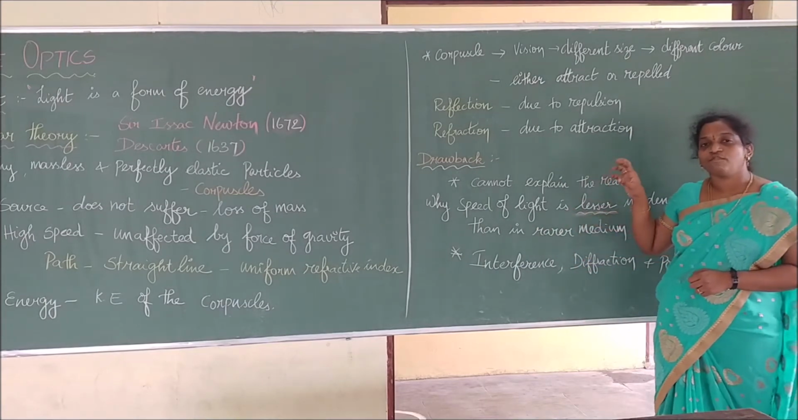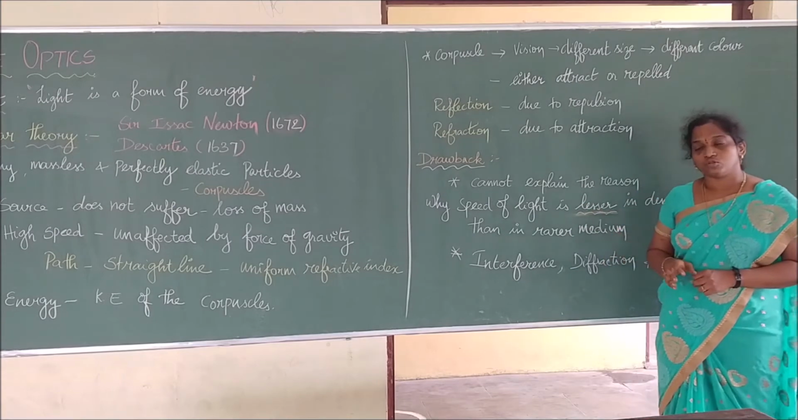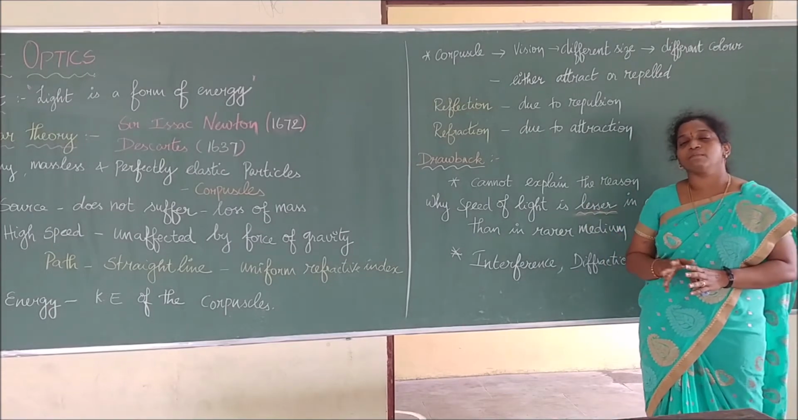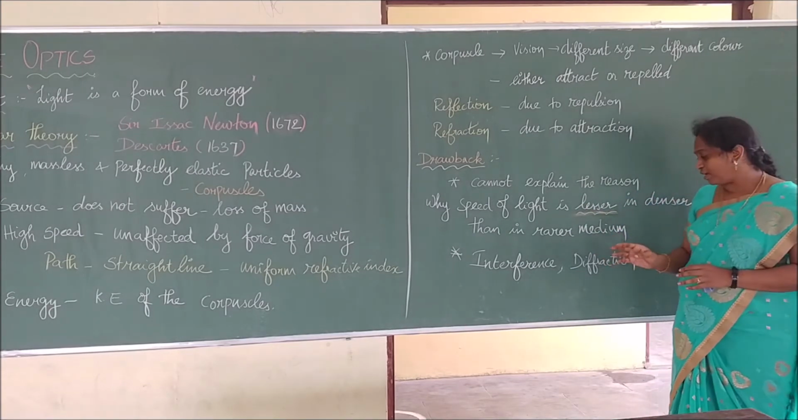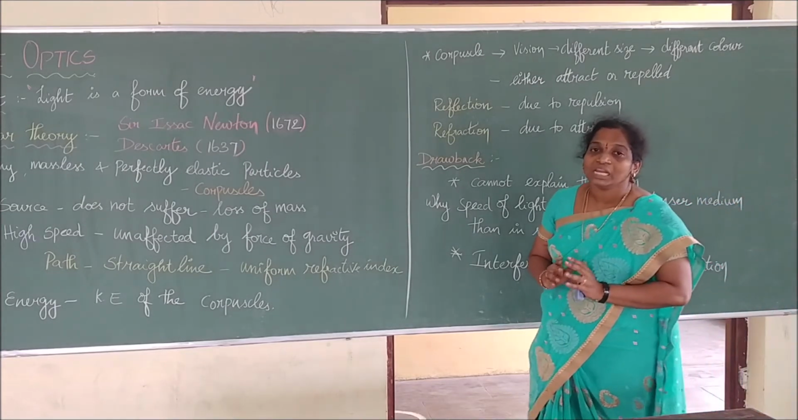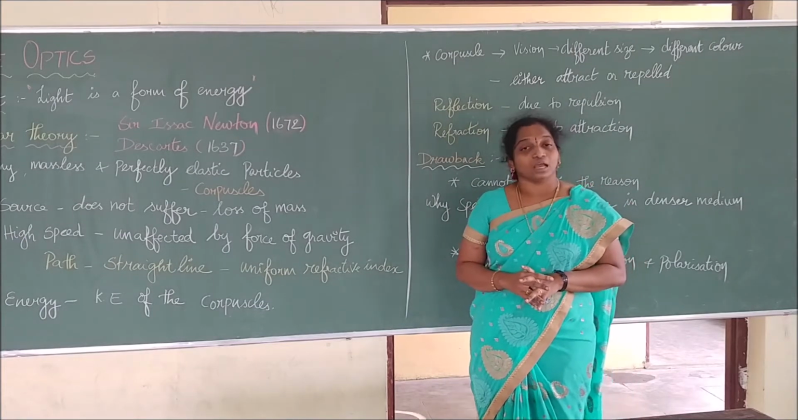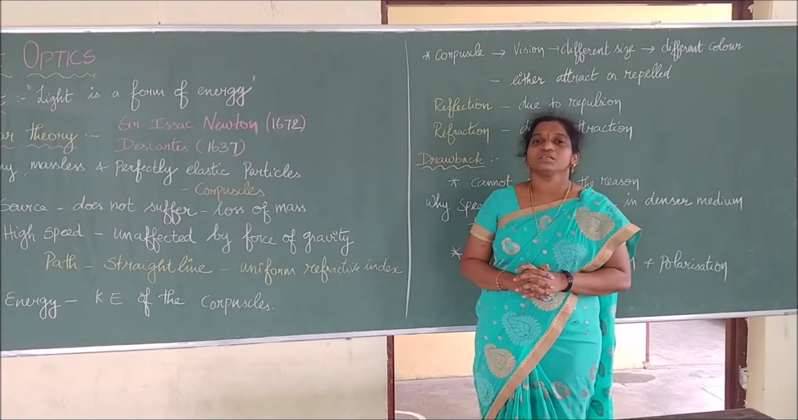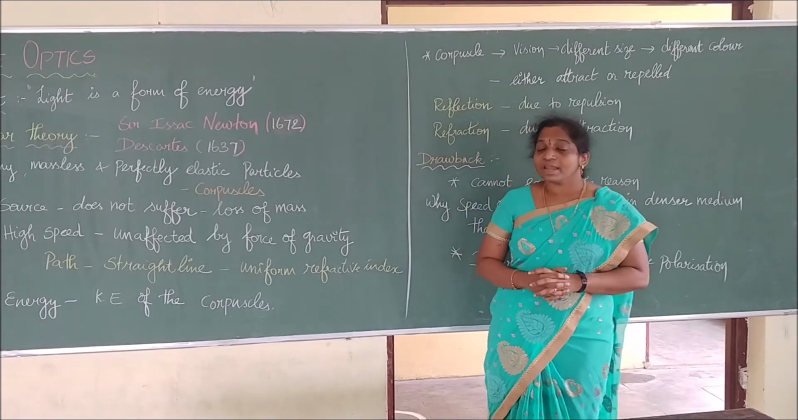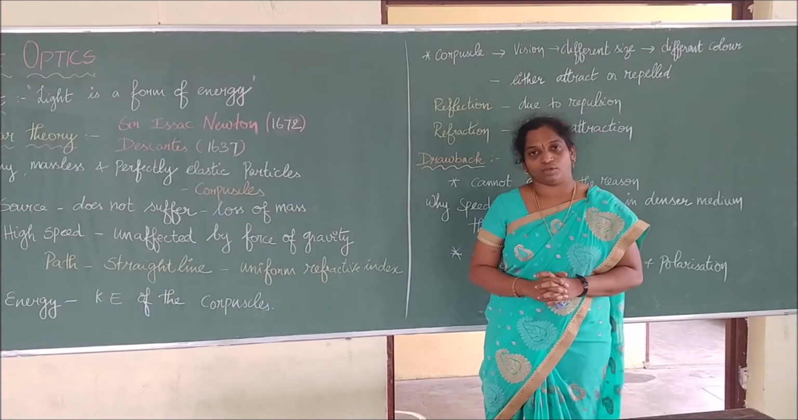So this is one of the main drawbacks for not accepting the corpuscle theory. Also, this theory cannot explain interference, diffraction and polarization phenomena of light. What can it explain? Only reflection and refraction phenomena. That's why we are not accepting this corpuscle theory. So the next theory we are going to see is the wave theory and electromagnetic theory.